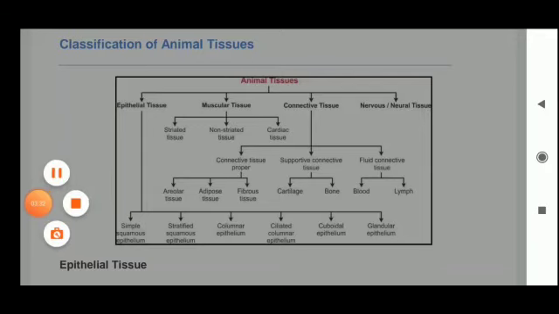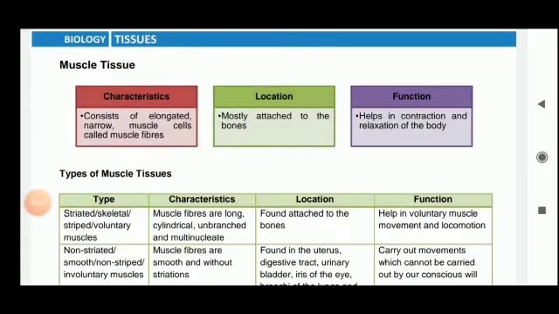Let's talk about the muscular tissue. So the main characteristic feature of muscle tissue is what? It consists of elongated narrow muscle cells called muscle fibers, mostly attached to the bones, and helps in the contraction and relaxation of the body. You do some work with your hand by contracting and relaxing it. This is all done with the help of your muscle tissues. So muscle tissues are helpful in contraction and relaxation of your body.